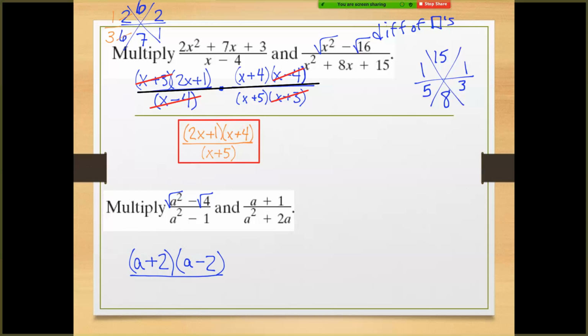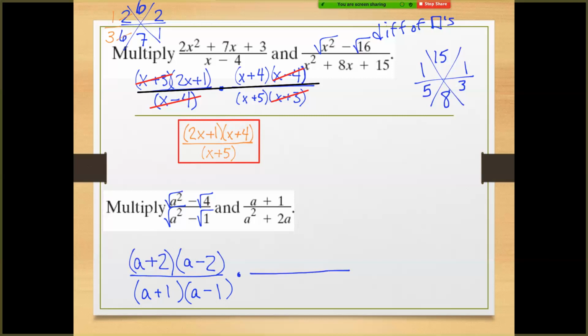Looking at the denominator, a squared minus 1. How are we going to factor a squared minus 1? The same thing. It's also a difference of squares, two sets of parentheses, one plus sign, one minus sign. The square root of a squared goes first, so a and a. The square root of 1 is 1, so 1 goes last in both sets of parentheses. That's being multiplied by the second fraction.